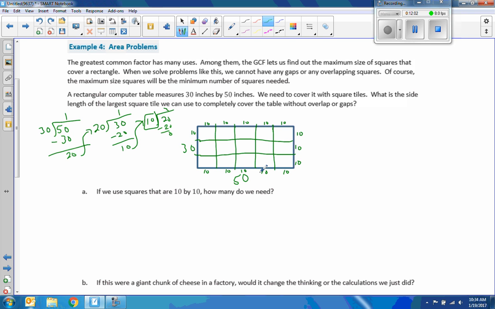10, 20, 30, 40, 50, 10, 20, 30. So our GCF tells us the side length of our square. And then when we fill this in, we can tell how many we need. And it's really 5 times 3, 15. Okay, so if we use squares that are 10 by 10, how many do we need? 15.